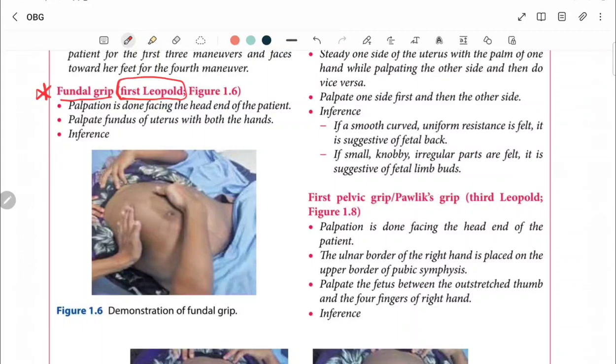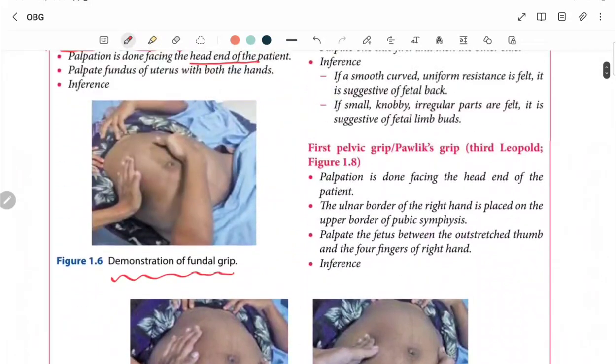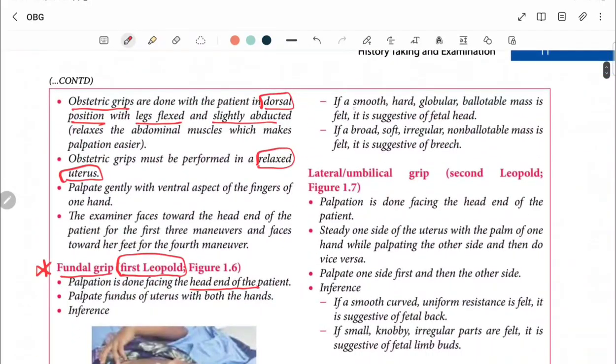Palpation is done facing the head end of the patient. Now you need to palpate the fundus of the uterus with both the hands. So this is the demonstration of fundal grip. Now if a smooth, hard, globular, each word is important, guys, very very important. Smooth, hard, globular, palpable mass is felt, then it is suggestive of fetal head.